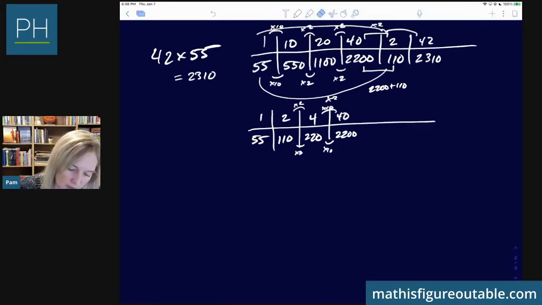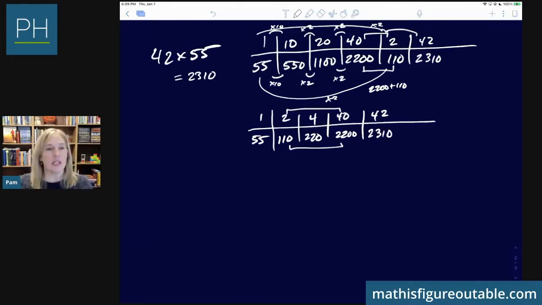And so now I will clean that up a little bit. Oh, got rid of my line accidentally. A couple lines. Let me get those back in there. And so now I can just add that 2 plus that 40 and the 110 plus the 2,200. And so that's 42 of them. And again, we land on that 2,310. Bam! That's a little bit more sophisticated.